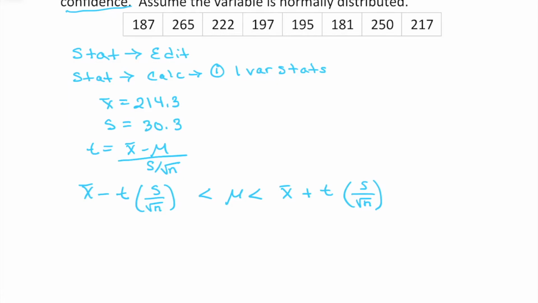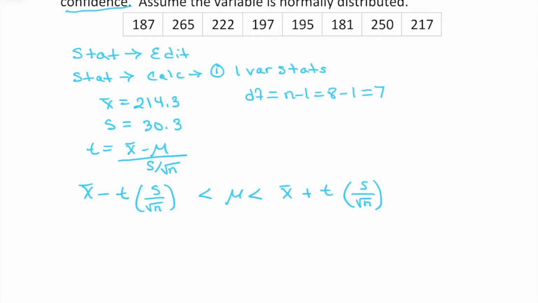In order to find t, we're going to need to know the degrees of freedom first. Remember that degrees of freedom for a t-distribution is equal to n minus 1. For us, n is equal to 8 because we have 8 observations. If we subtract 1, that leaves us with degrees of freedom of 7.